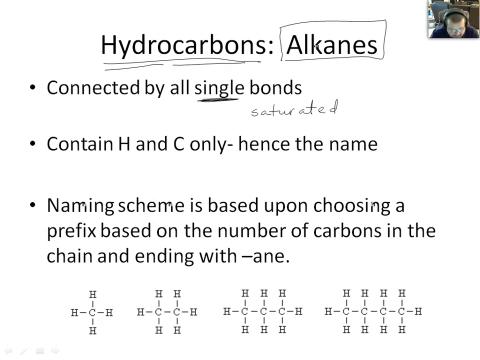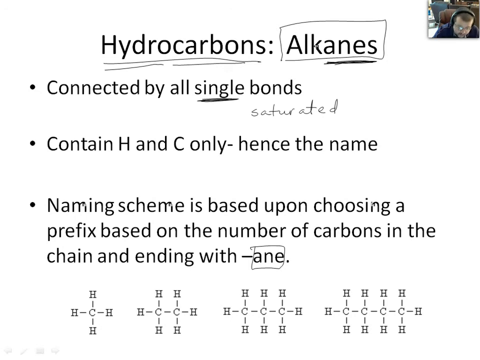Now, we're going to have to learn some prefixes. These are going to be prefixes that we might be familiar with already. Butane, propane, octane. What do those all have in common? Butane, propane, and octane all end in A and E. That's because they're alkanes, and alkanes end in A and E also. The difference between butane, propane, and octane is the number of carbons that they contain.